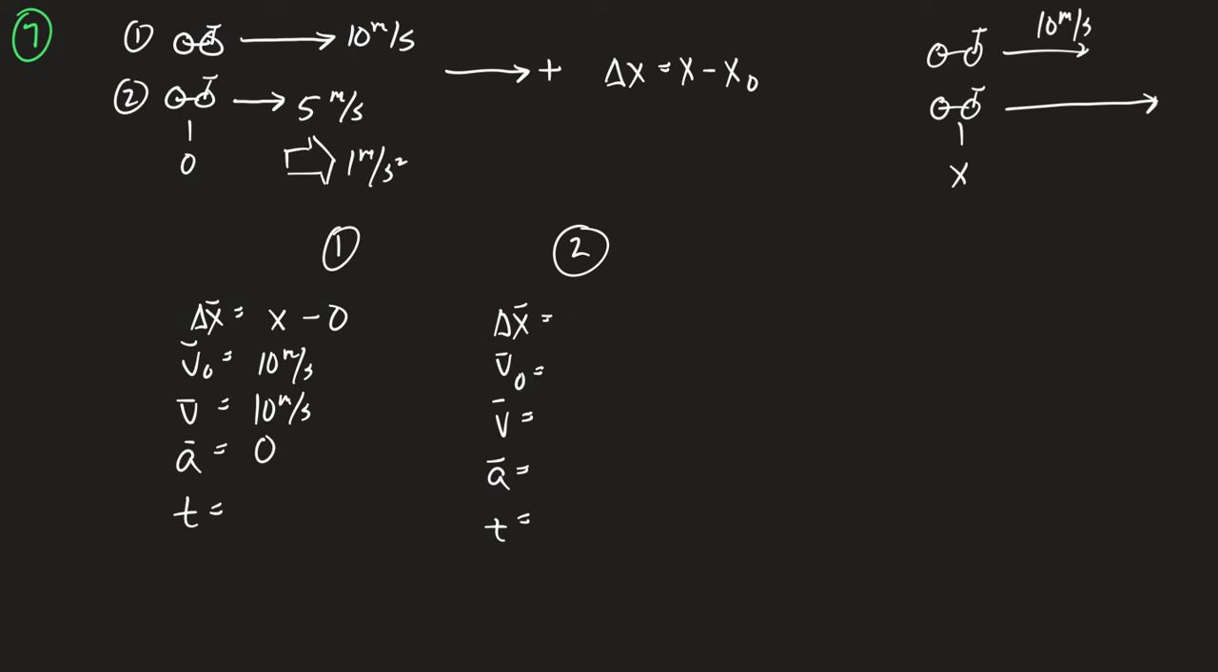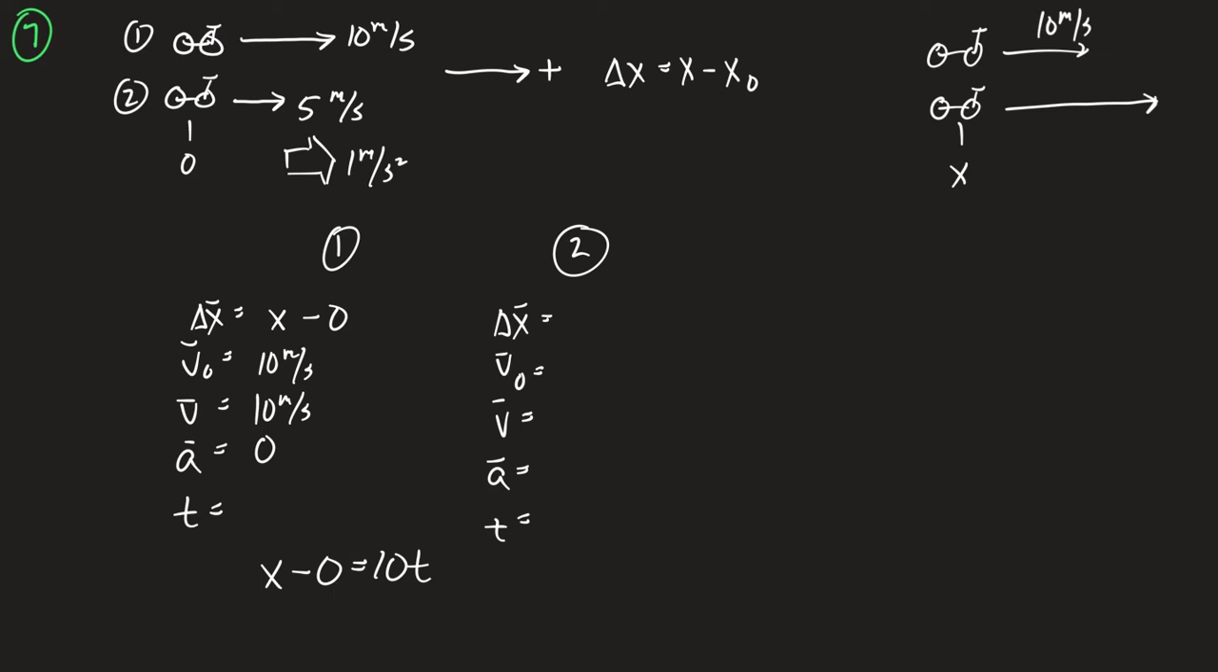That doesn't tell me very much, but because the acceleration is 0, I can make the statement that the only relationship that exists is x minus 0 equals 10t. We good to keep going? All right, cyclist number 2.